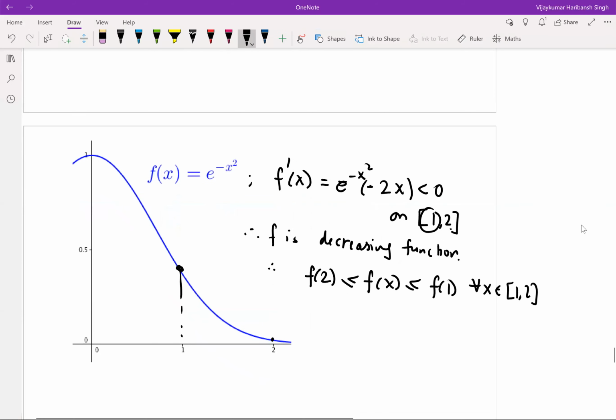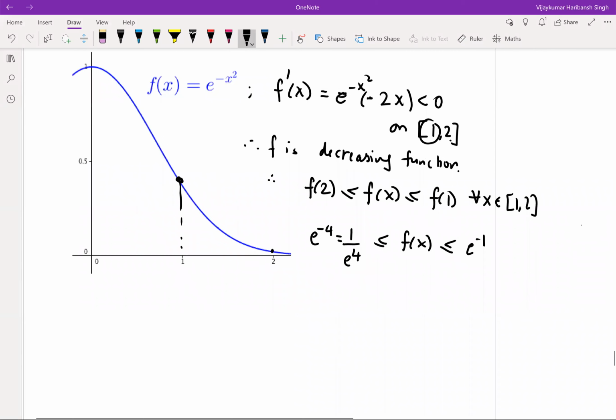Now, this is same as, but what is f of 2? F of 2 is going to be e to the power minus 4, or you can write it as 1 by e to the 4, which is less than or equal to f of x, which is less than or equal to f of 1, which is e to the power minus 1.